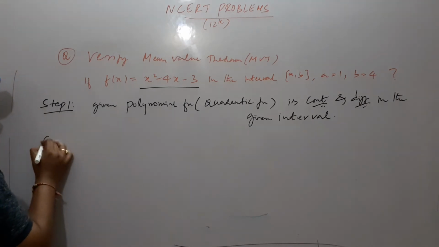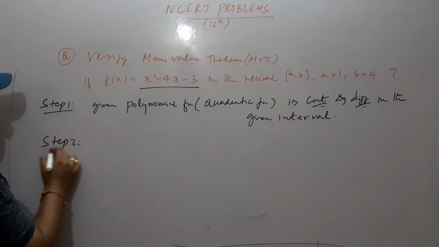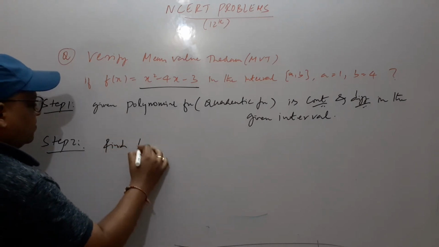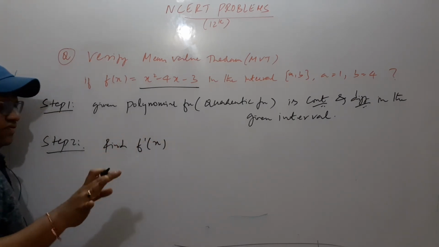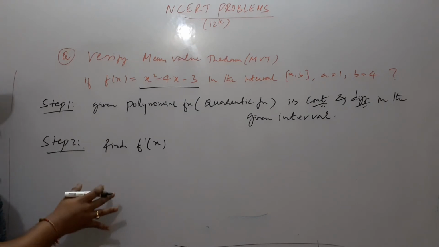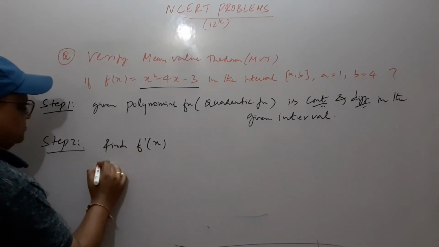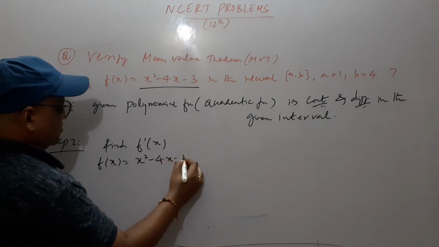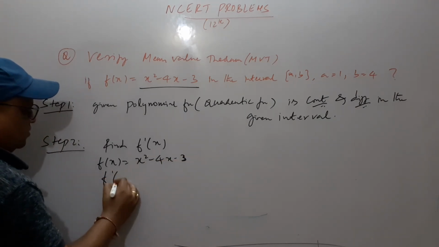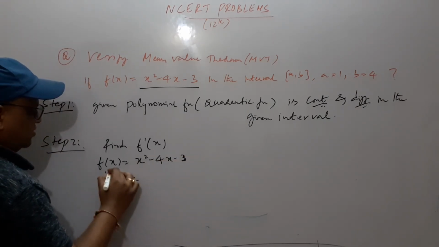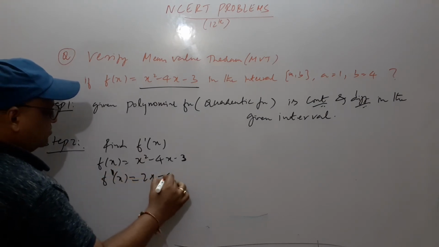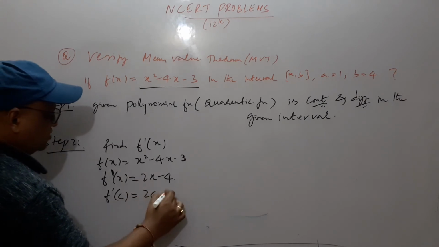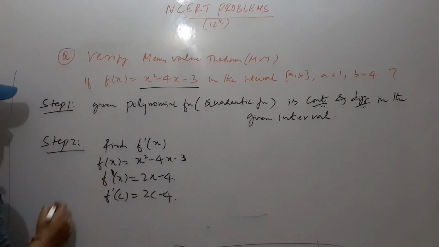Number 2, find f dash x. No need of f of a is equal to f of b in mean value theorem. So find f dash x. F dash x is given by 2x minus 4. So f dash c is given by 2c minus 4. This is your step 2.